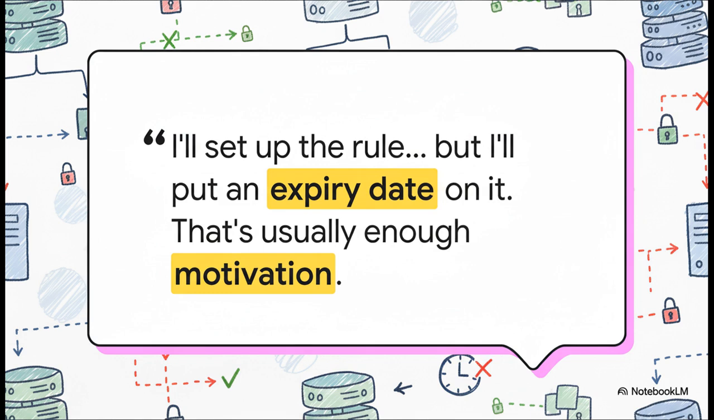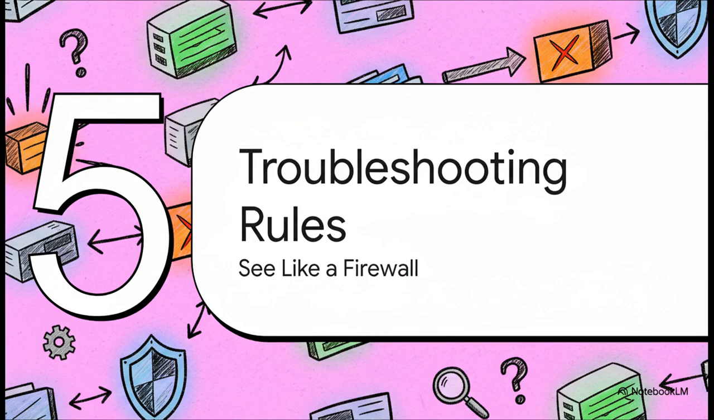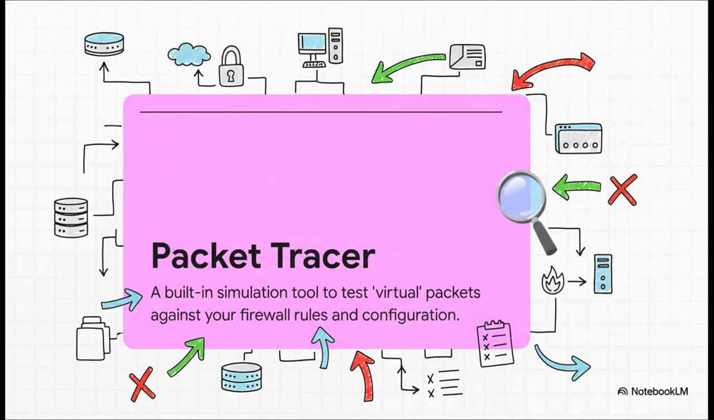It's a great trick. So you've built your beautiful, efficient rulebook. Everything is neat and tidy. But then, the phone rings. A user can't get to a website they should be able to. How in the world do you figure out which one of your amazing rules is actually the problem? This is where a tool like Packet Tracer becomes your absolute best friend.